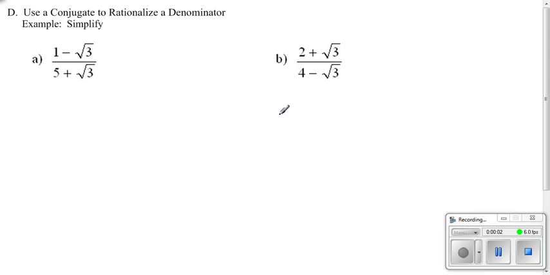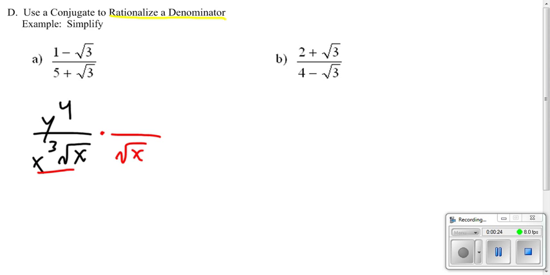Continuing our 5.6 lesson, we are looking at rationalizing the denominator. Now we've already done that in one of our examples today. We had y to the fourth over x cubed square root of x. To rationalize the denominator, we wanted to make sure that we got rid of all radicals in the denominator. So in this case, because these were just being multiplied, we could multiply by the square root of x over the square root of x.